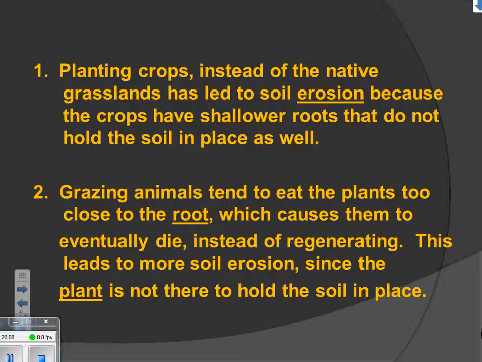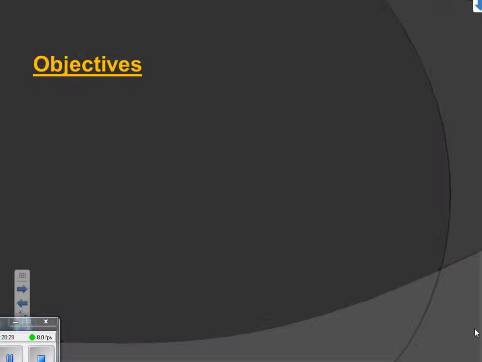Number two, grazing animals tend to eat the plants too close to the root, which causes them to eventually die instead of regenerating. This leads to more soil erosion since the plant is not there to hold the soil in place. Sheep tend to do this worse than any other type of grazing animal.